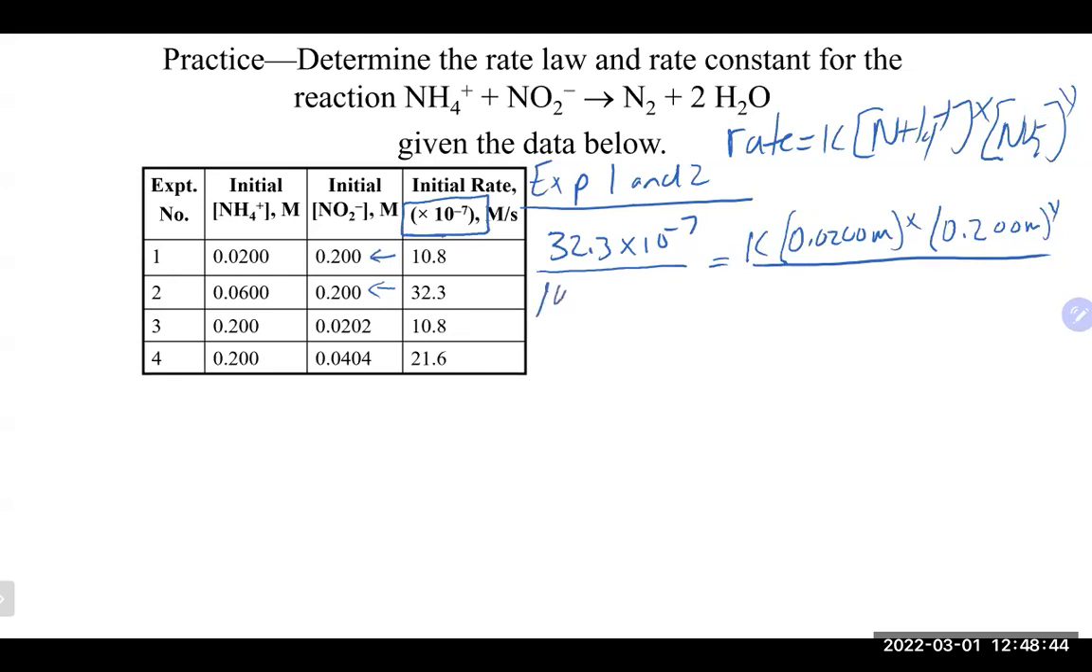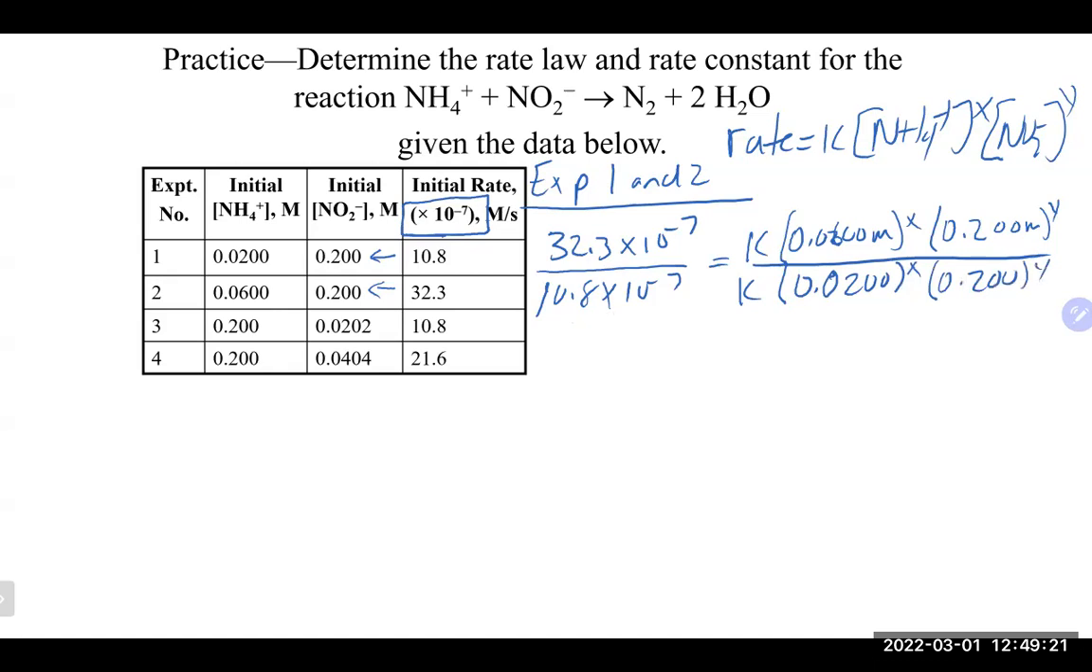Now taking our 10.8 times 10 to the minus 7, our k. I keep messing that up. I'm sorry, that's a 6, right? There we go. So 0.06 to the x on top, 0.2 to the y. So stick in the right numbers here. We'll go with 0.02 to the x and 0.2 to the y.